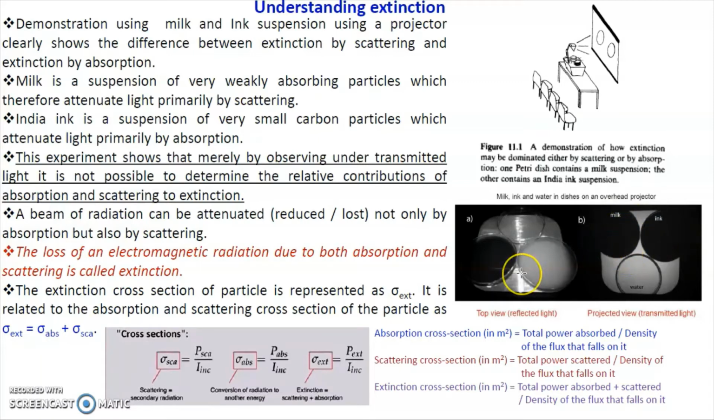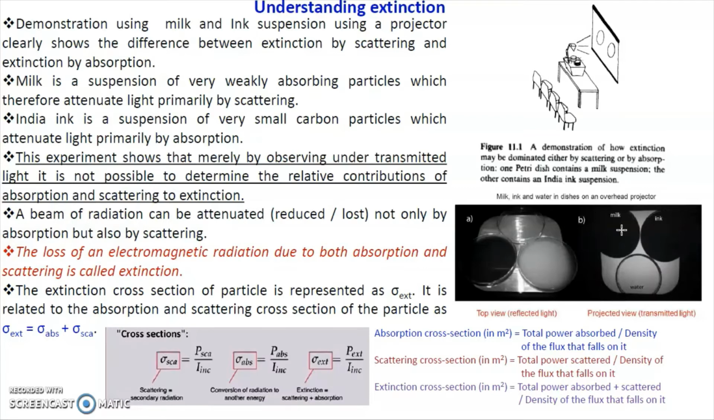So what is happening with the milk? It means there is a relative contribution of absorption and scattering taking place in milk. In ink, what happens? In the reflected light, light is absorbed. In the transmitted light, light is also absorbed, and because the light is absorbed in the transmitted light, it shows black. But in the case of milk, in the reflected light it is white, but in the transmitted light it is black. It means that in the case of milk, something happens which is not usual. So what is happening in the case of milk?